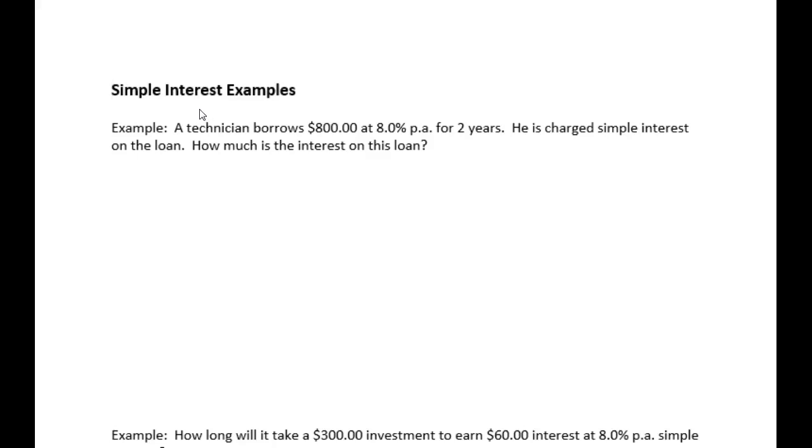So we know what the simple interest formula looks like. So let's look at a couple of simple interest examples where we apply the formula. So here's our first example.